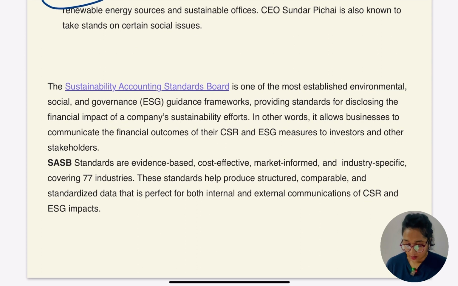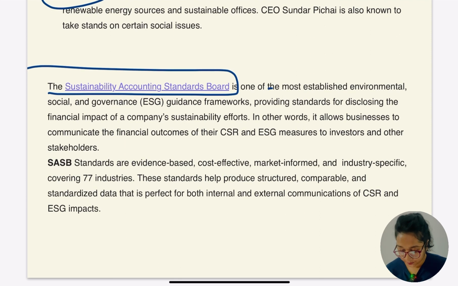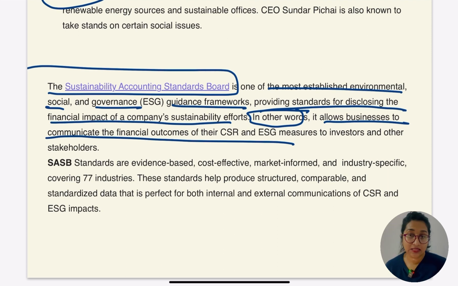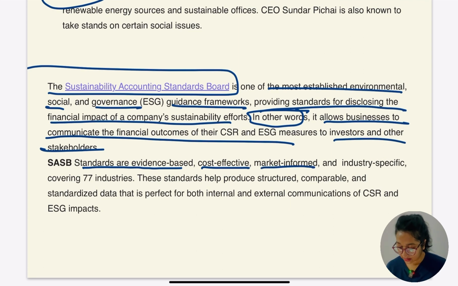Let's go for one more thing now. By this we'll end this lecture. What is the Sustainability Accounting Standards Board? This is one of the most established environmental, social, governance guidance frameworks. It provides standards for disclosing the financial impact of a company's sustainability efforts. In other words, it allows businesses to communicate the financial outcome of their CSR and ESG measures to investors and other stakeholders. Okay, the standards are evidence-based, cost effective, market informed and industry specific, covering 77 industries.